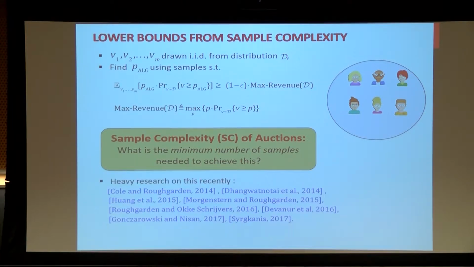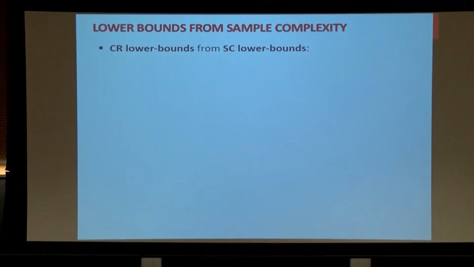This problem has been studied very heavily during the past couple of years, and we understand upper bounds and information theoretic lower bounds for this problem in different settings under different distributional assumptions. Okay, so how is it related to my convergence rate problem? In fact, my claim is whatever sample complexity result you get for the single item auction is going to give you a lower bound for the convergence rate problem in the following sense.